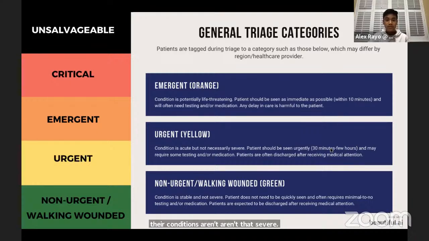So yeah, these are the categories that we have listed. In most triage processes, the categories are sort of the same. There are some slight differences in names and colors, but this is the general idea of how patients are sorted in the process.